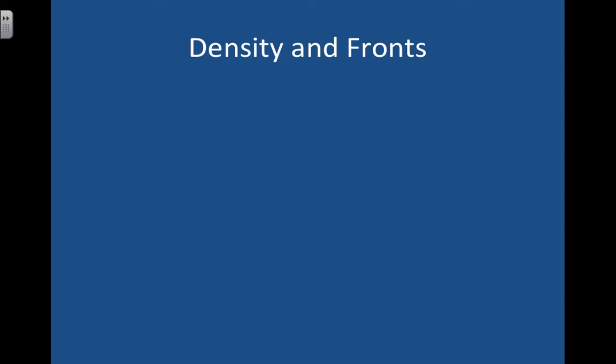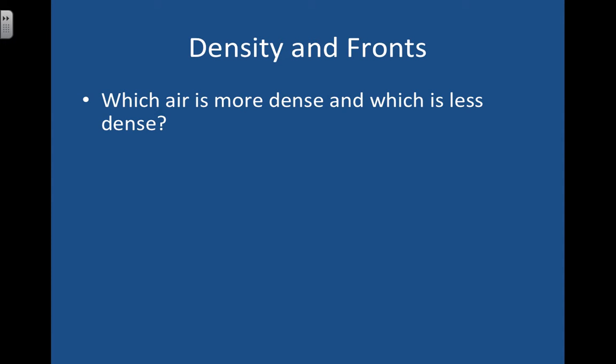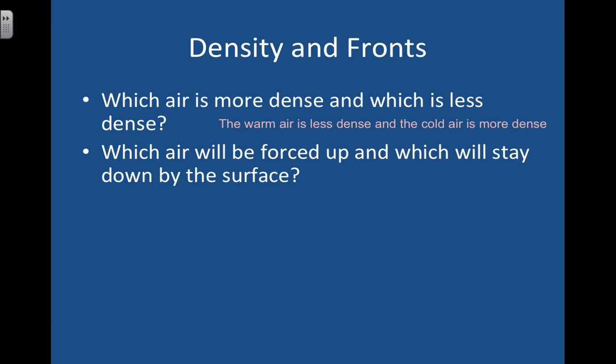Here's how density comes into play with fronts. When the two temperatures meet, which air is more dense and which is less dense? Yeah, the warm air is less dense and the cold air is more dense. So then when the two of them meet, which air is going to be forced up and which will stay down by the surface? Think about their density. Yeah, the warm air is going to go up and the cold air will stay at the surface. Because the warm air is less dense, when the two collide, one of them is going to have to go up and it's going to be the less dense one.